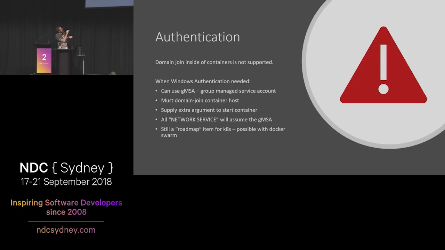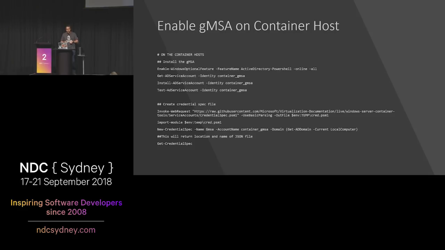One of the other things is it's still a roadmap item for Kubernetes on ACS, Kubernetes on AKS. So right now, you can't really go and join your Kubernetes Windows nodes to the domain and have any authentication. So if you want to run authenticated Windows containers in production, you're probably going to have to look at Docker Swarm right now to orchestrate that, or do your own orchestration with your own hosts. But it is on the roadmap, so it will be coming.